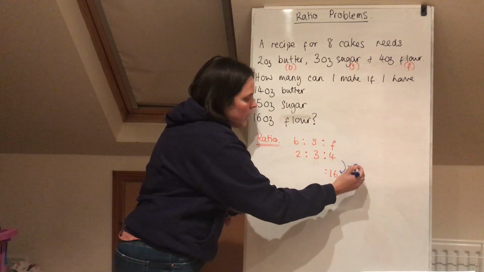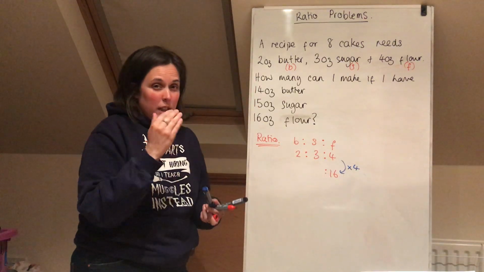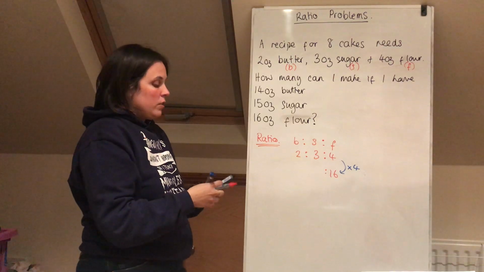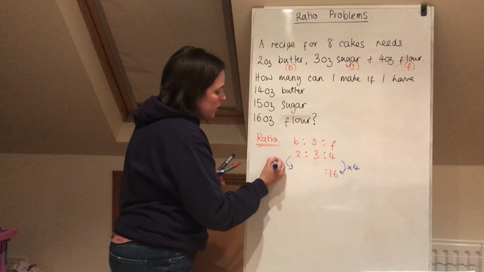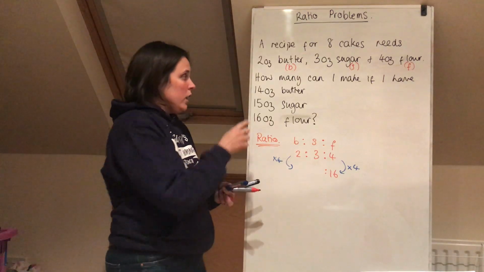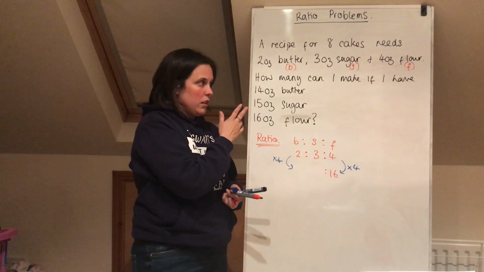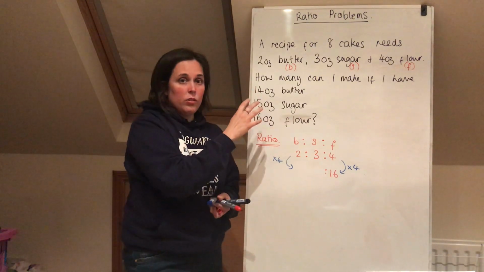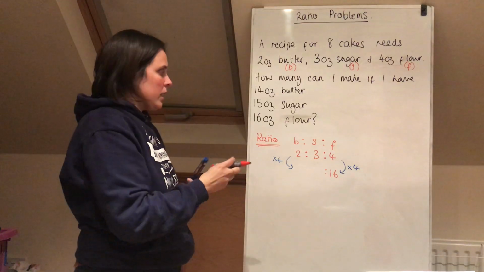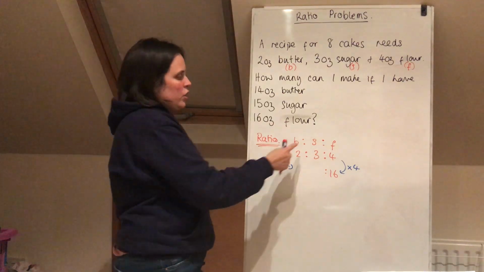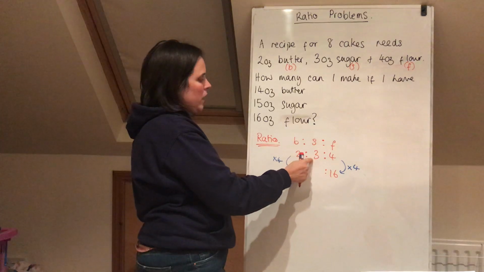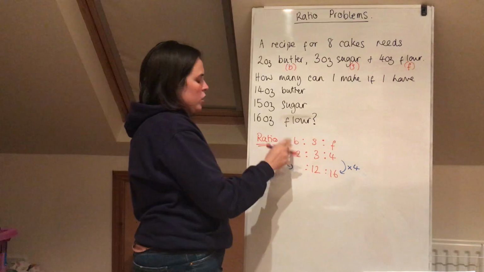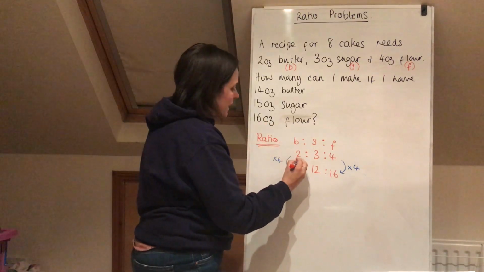Now we need to keep the ratio of the ingredients exactly the same, so we're going to have to do that with all of the ratio, and then check that we've got enough of these other things, because if we don't have enough of the other ingredients, then we're going to have to rethink and try something else. So sugar is 3, and if I times that by 4, that gives me 12. Butter was 2 ounces, if I times that by 4 I get 8.